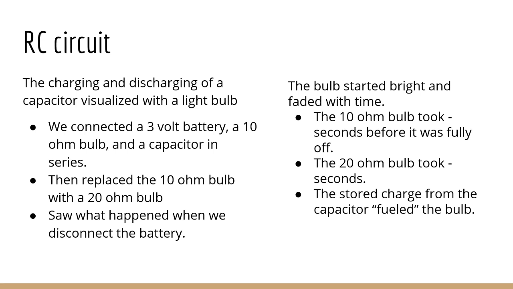So when you charge a capacitor, when you just have current flowing into a capacitor, all of that charge is going to store in the capacitor, and it effectively can fuel the bulb for a short time, even after you disconnect the battery. So what we saw is that the 10 ohm bulb took about 10 seconds before it was able to fully turn off, and the 20 ohm bulb took around 20 seconds.